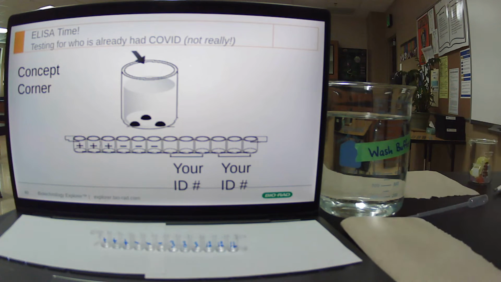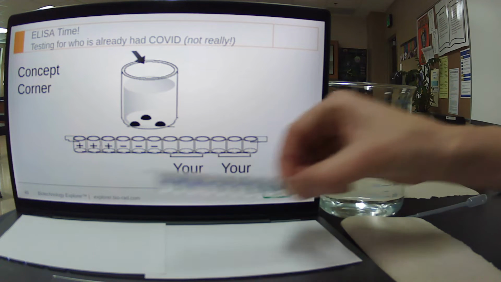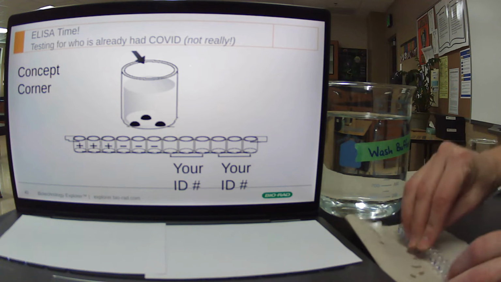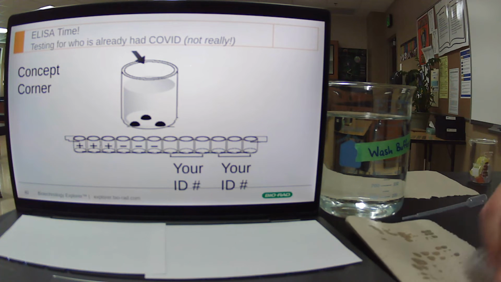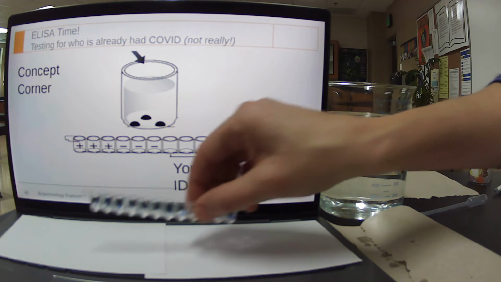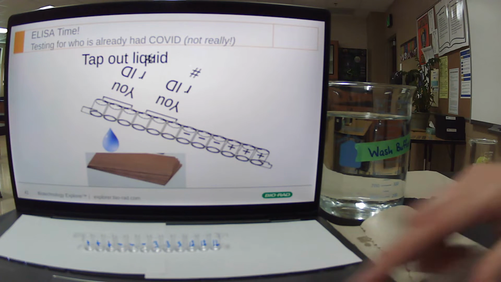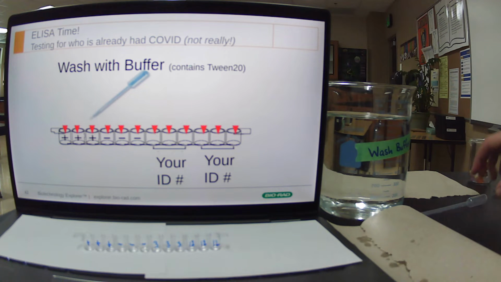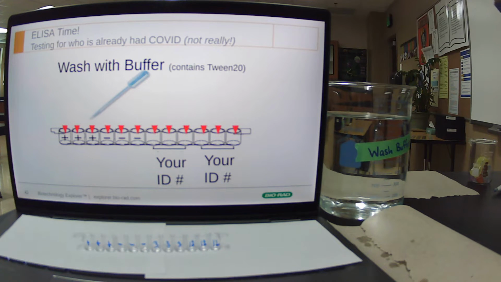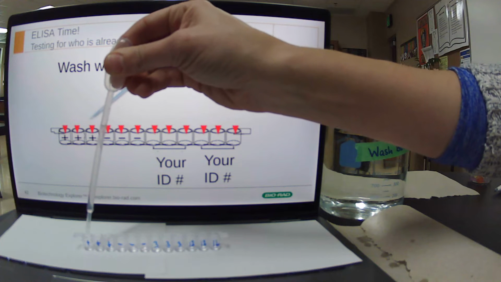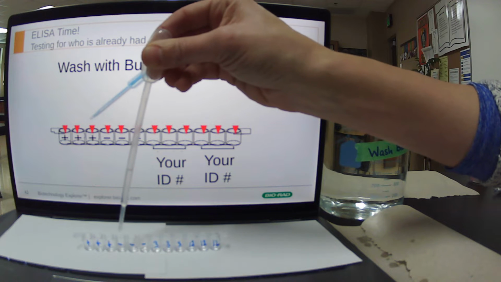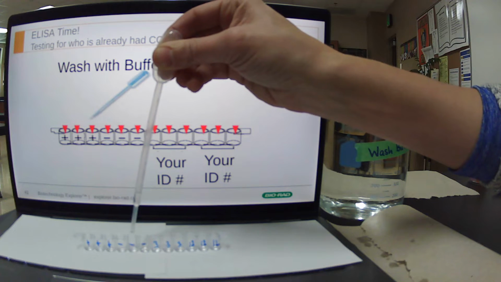Every time that we have to add a new substance, the first thing that you'll see me do is I'll take this off and I'm going to dump it on a paper towel here and then just tap all the liquid out. And as I tap it, I move it back and forth so that we don't get any cross-contamination. Once we tap out that liquid, then we need to wash it. The point of this step, which we will do many times through this lab, is to get rid of any extra substances, any molecules that did not bind to these little plastic wells. We want to wash those out.